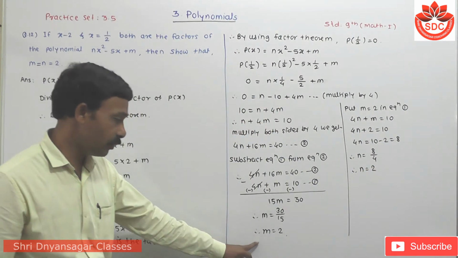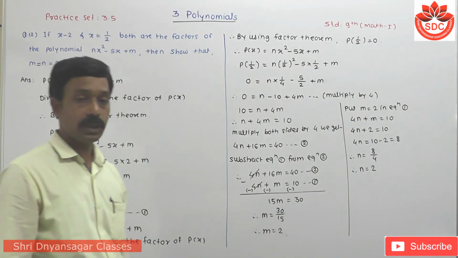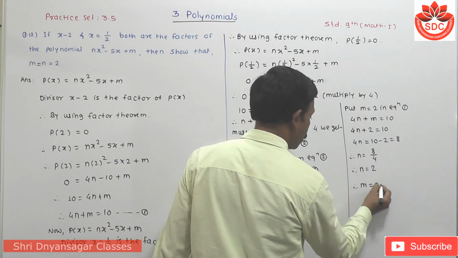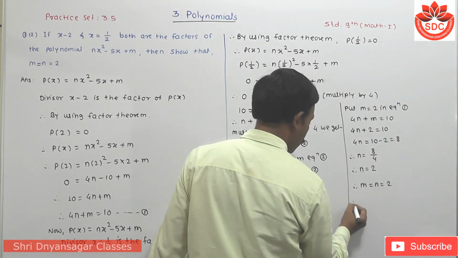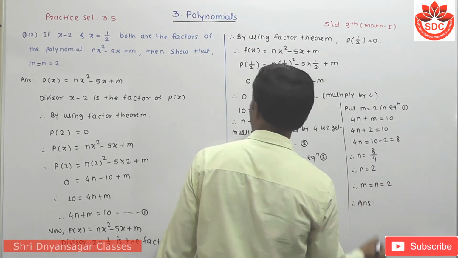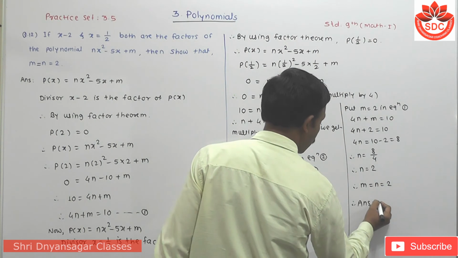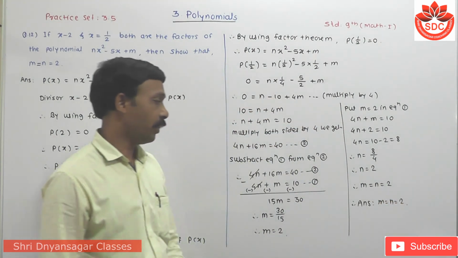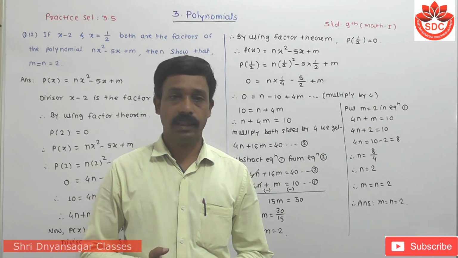Look carefully, m is equal to 2 and n is also equal to 2. Therefore, m is equal to n is equal to 2. Therefore, in the answer, in a full sentence, you have to show that m is equal to n is equal to 2. Can you understand this? Okay, we take the next question.